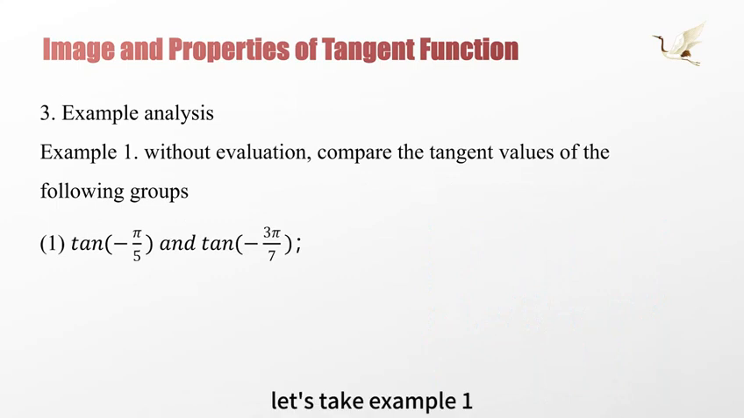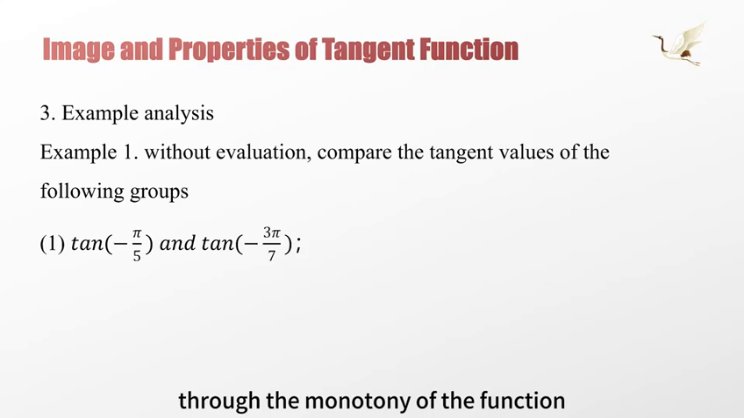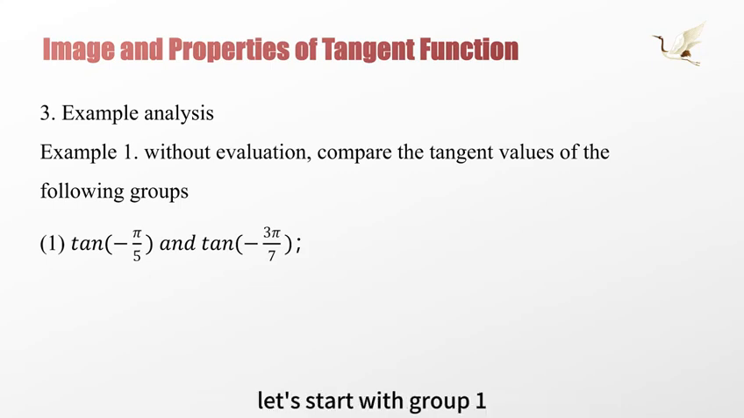Let's take example 1. Without evaluation, compare the tangent values of the following groups. We can compare the values of the function through the monotonicity of the function. When the angles are not within the same monotonic interval, we can convert these values through the period. Let's start with group 1. Tangent of negative 1/5 of pi and tangent of negative 3/7 of pi.